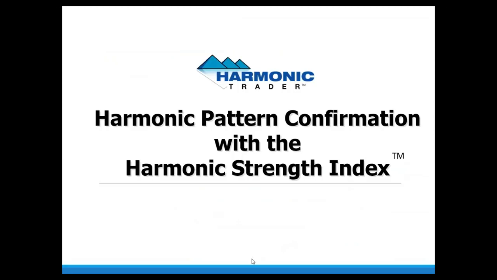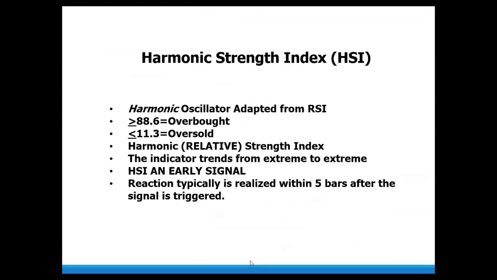Harmonic pattern confirmation with the harmonic strength index. Harmonic strength index is a proprietary harmonic indicator. It is adapted from the relative strength index with some different price parameters and a bunch of adjustments that include harmonic ratios in the formula. We look at overbought levels that are above the 88.6 area and then look at oversold that are below 11.3.